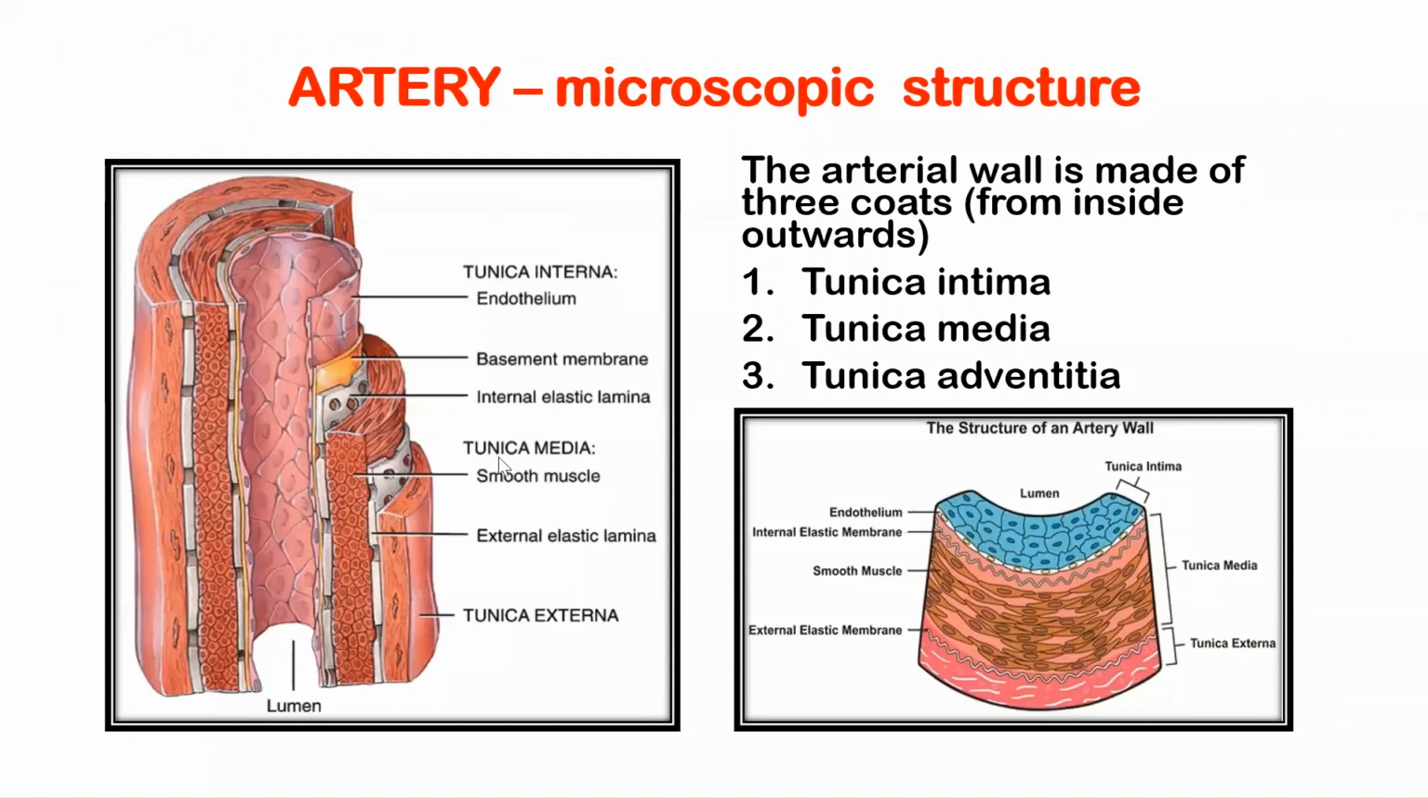The tunica media is the middle layer of the blood vessels. It consists of concentrically arranged smooth muscle fibers separated by fenestrated elastic sheets composed of elastin fibers. This tunica media is sandwiched between the internal elastic lamina and the external elastic lamina. So here we can see the fenestrated sheets of the internal and the external elastic lamina. The outermost layer is the tunica adventitia. It is composed of collagen fibers and it is the strongest layer.